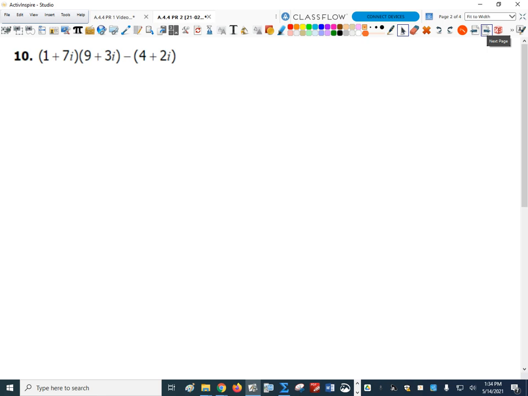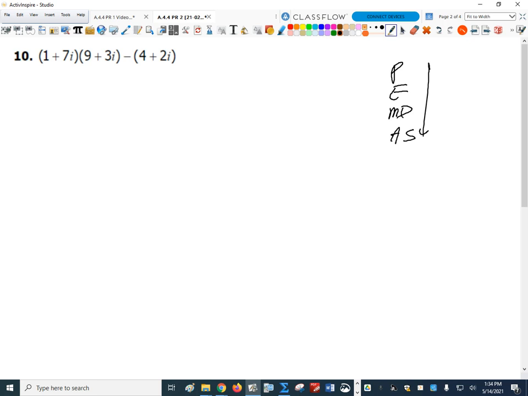So what if we have something complicated like this? We just follow order of operations, right? Order of operations works for all numbers, including complex numbers. So if I want to simplify this expression, what am I going to do first?